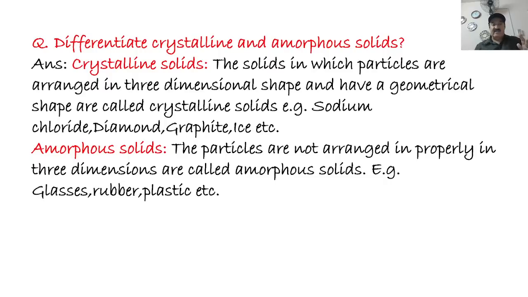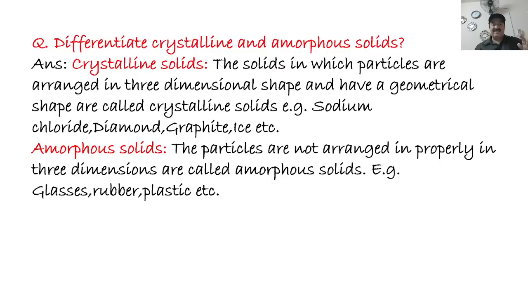The next question is: differentiate amorphous and crystalline solids, and give examples. This is also an important question, and it comes as a short question in the chemistry paper. The solids in which particles are arranged in three-dimensional space and have a geometrical shape are called crystalline solids. Examples are sodium chloride, diamond, graphite, ice, etc.